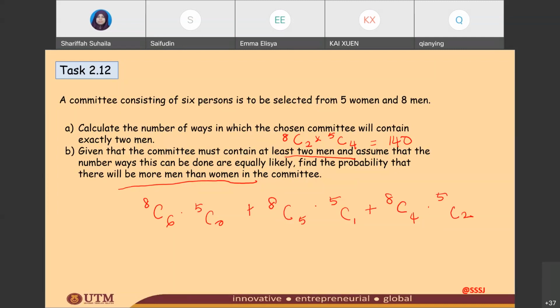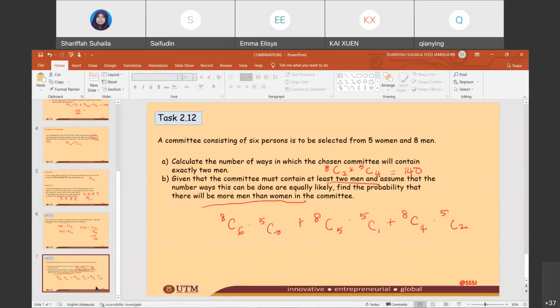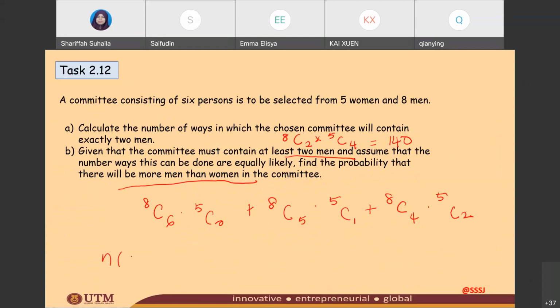Okay, we stop there, right? Because of the condition more men than women. So if we choose 3 and 3, it is not allowed, because in total how many people do we want to choose? 6. Okay, so we have this one. So the number of your sample space.